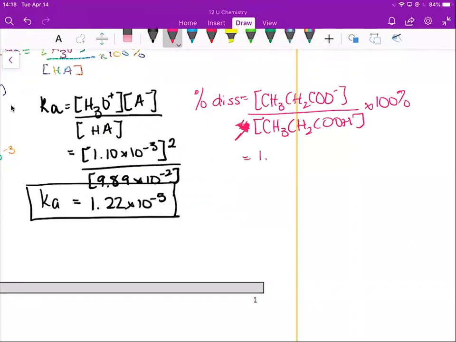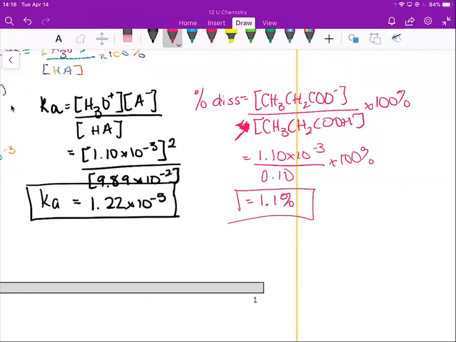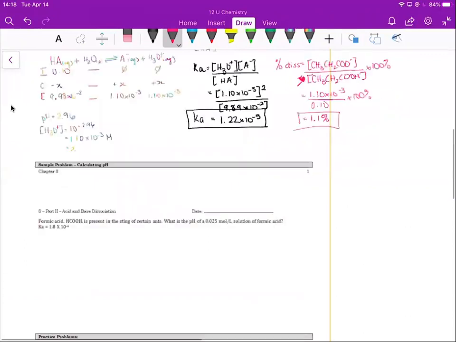So we're going to put 1.10 times 10 to the minus 3 divided by its original concentration, which is not 0.1, it's 0.10, times 100%, and we get 1.1% dissociation, which falls well in the weak acid range, nowhere near the 99.9%, the almost 100% dissociation. Okay.